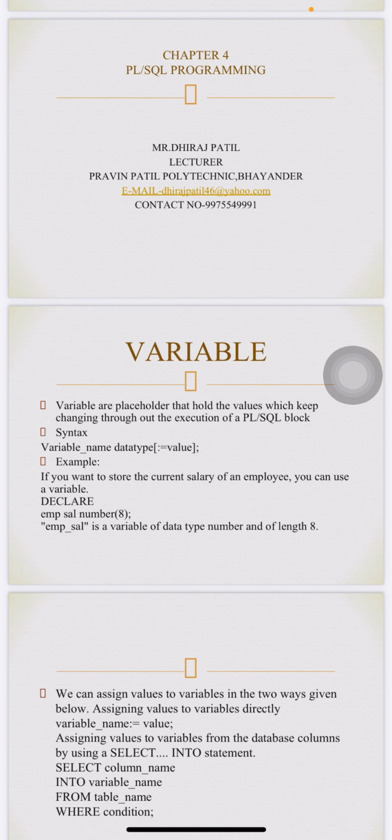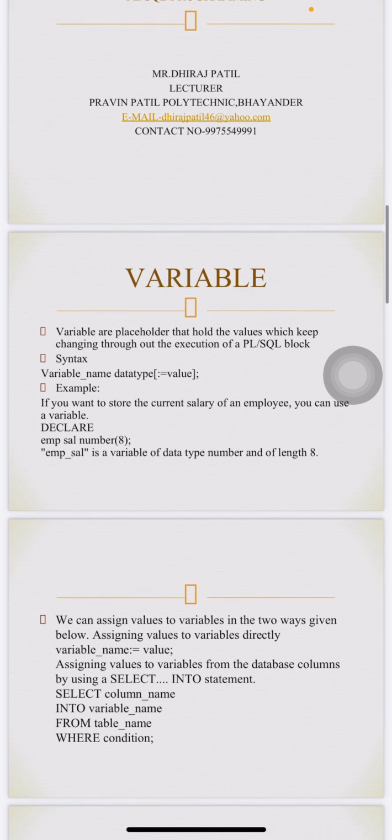A variable is a placeholder that holds a value which keeps changing throughout the execution of a PL/SQL block. Syntax: variable_name data_type (value). Example: if you want to store the current salary of an employee, you can declare a variable emp_sal number(8). emp_sal is a variable of data type number and the length is 8.